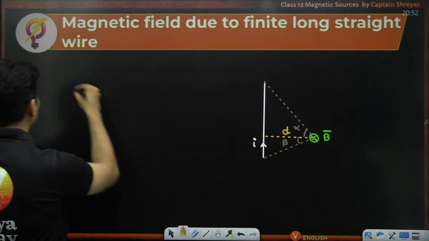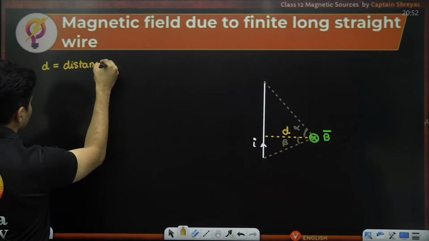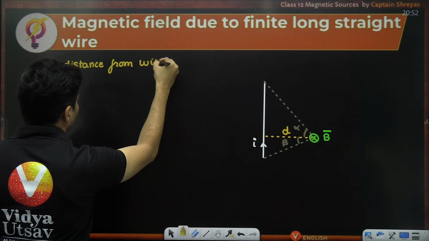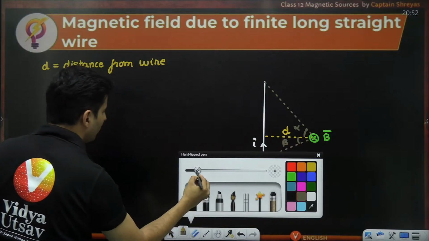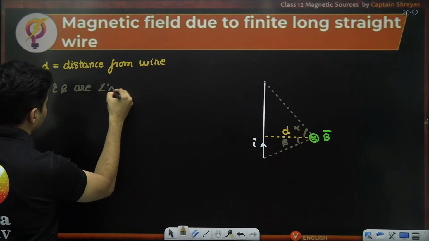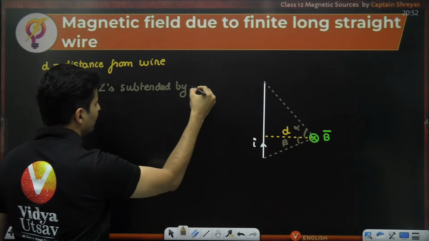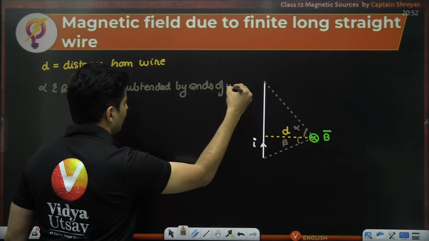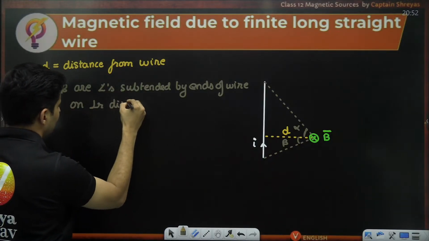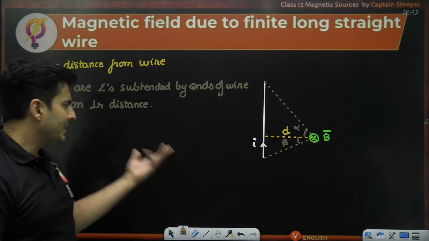So let me show all the things which have been marked. D is nothing but the distance from the wire. Then you have, of course, alpha and beta, which are the angles subtended by the ends of the wire on the perpendicular distance. I is the current, that is standard.